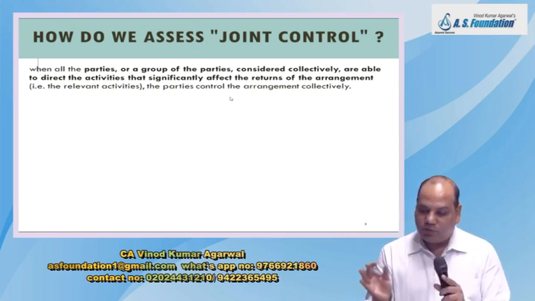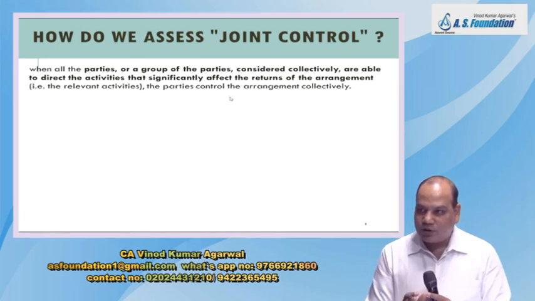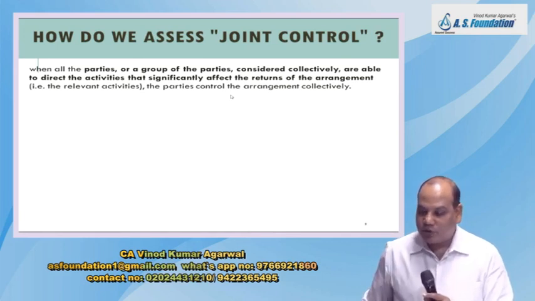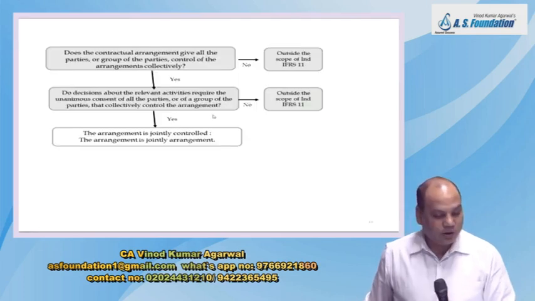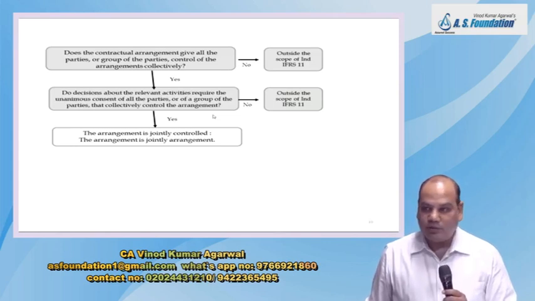Joint control may be with people holding 51% of the voting rights. Then they must agree, and in that case it is a joint arrangement. Because practically there are a large number of shareholders who are just passive shareholders, so they don't have any control. Assessing whether the arrangement is jointly controlled by all of the parties, or by a group of parties, or controlled by one of the parties alone can require judgment.